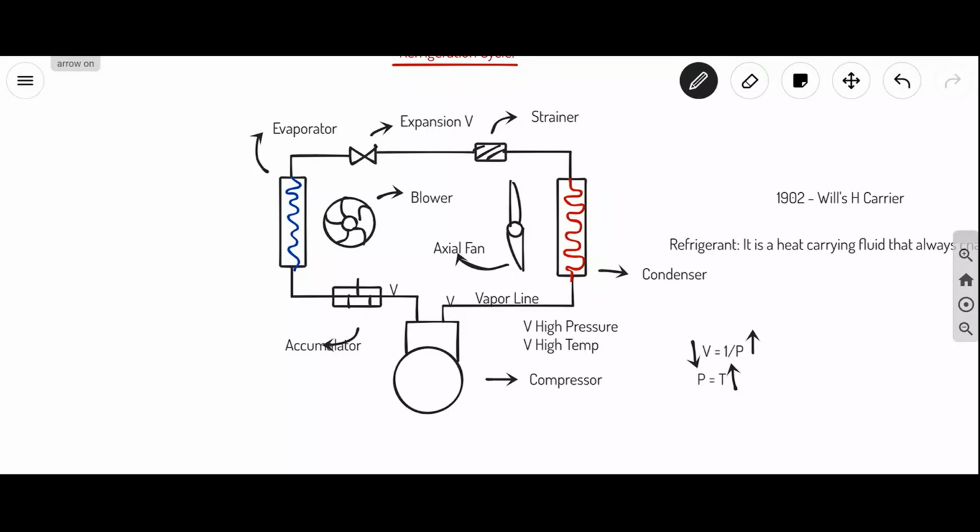Clear? Okay. Now, here the refrigerant is completely in vapor state, so it is called the vapor line. Now, I'm taking one example to explain. Here the temperature may be around 82 degrees centigrade. Now, this vapor refrigerant with high temperature will enter into the condenser.